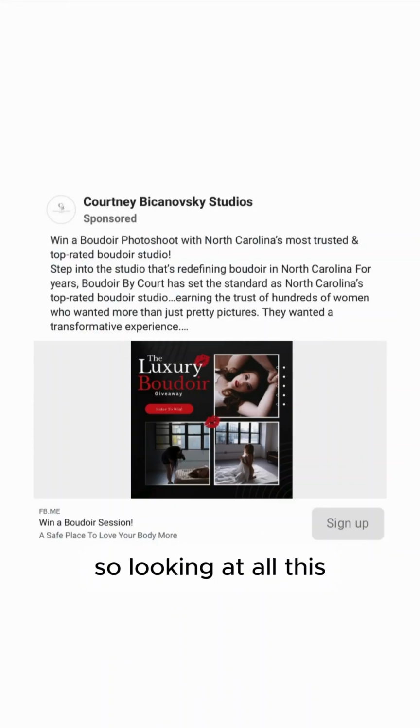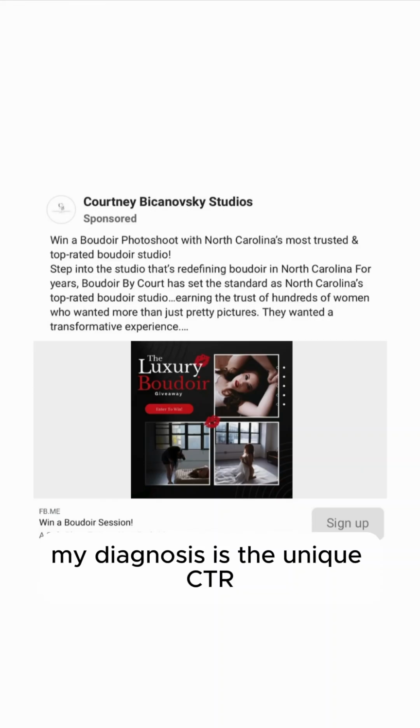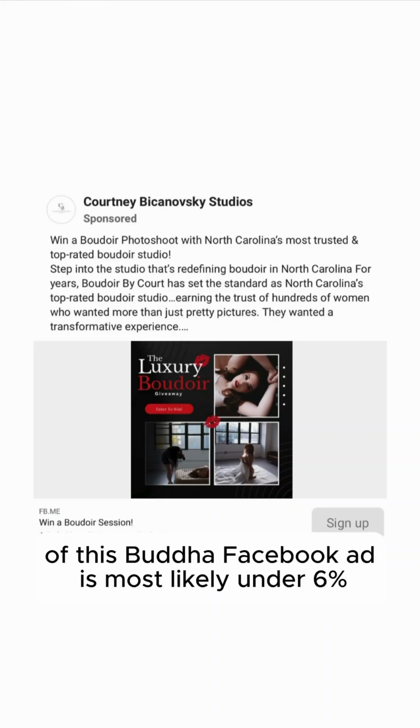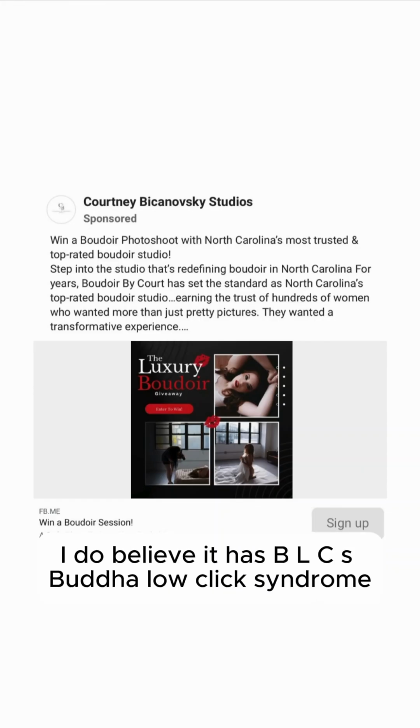So looking at all this, my diagnosis is the unique CTR of this boudoir Facebook ad is most likely under 6%. Therefore, yes, I do believe it has BLCS, boudoir low click syndrome.